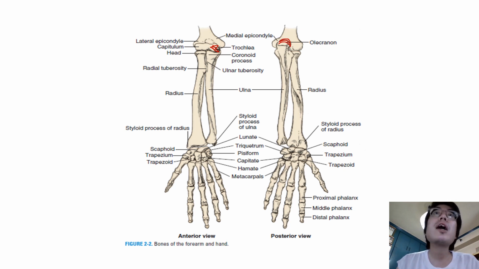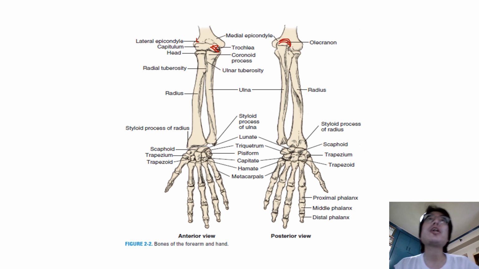The radial fossa, on the other hand, adjacent to the coronoid fossa, is an anterior depression above the capitulum that is occupied by the head of the radius during full extension of the elbow joint. We have two kinds of epicondyles in the distal end of the humerus, the lateral and the medial epicondyle. The lateral epicondyle projects from the capitulum and provides the origin of the supinator and extensor muscles of the forearm.